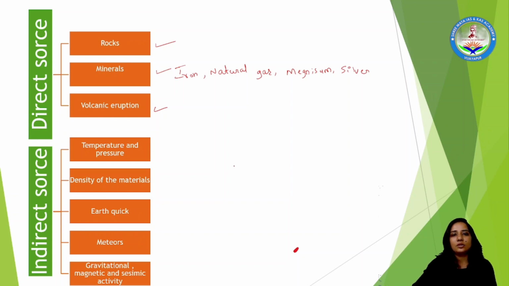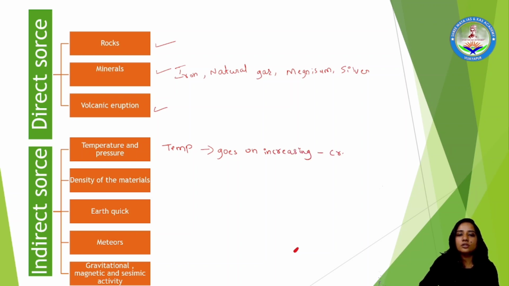What are indirect sources? By studying the temperature in the interior part of the earth, we get to know some of the materials which are present in it. If you take temperature as an example, temperature goes on increasing. Temperature usually goes on increasing as we move from the crust to the core.